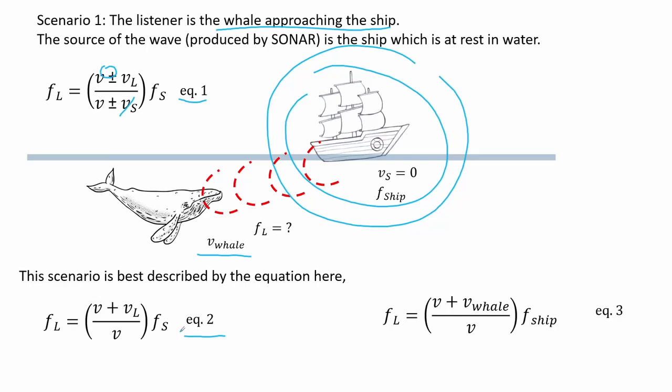Now we then substitute some of the given parameters. For the V listener, that is referring to the whale. And of course, the Fs, the frequency of the source, is just the ship. So this is the frequency expression for what the whale has received, as in equation 3.